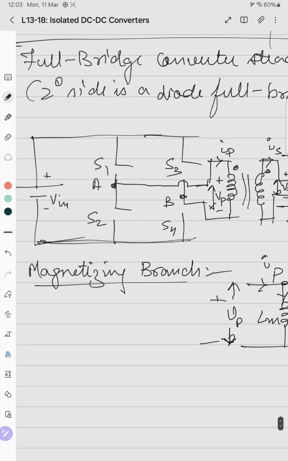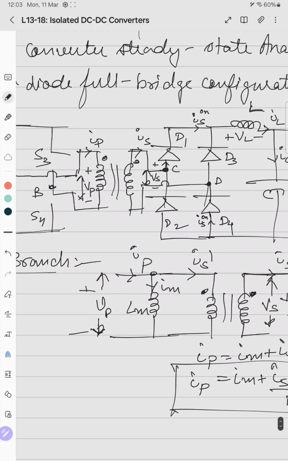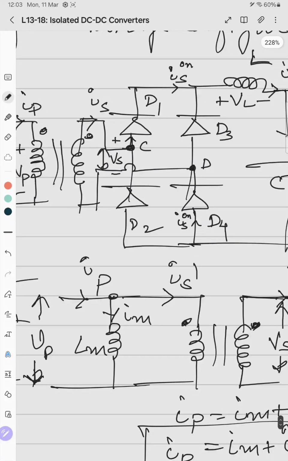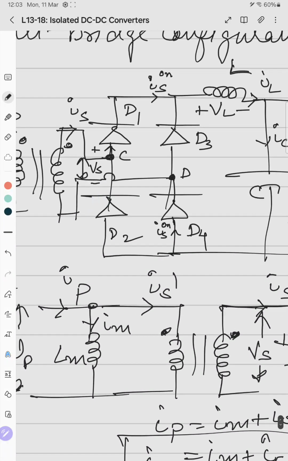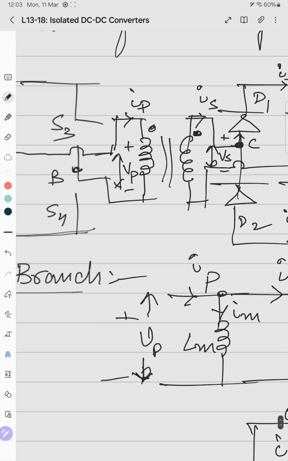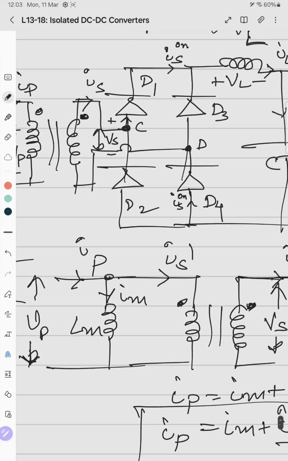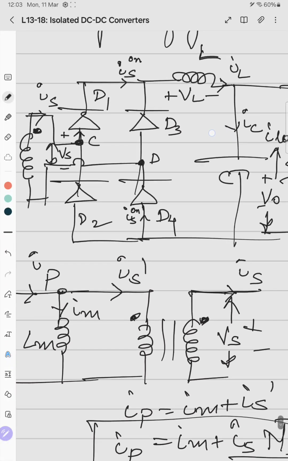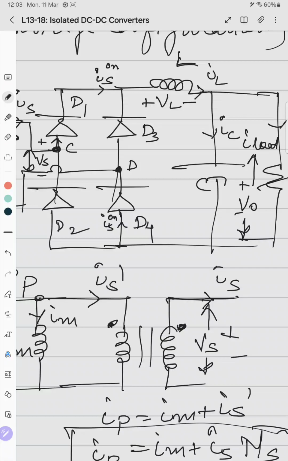Say that when S1 S4 is on, VP becomes plus Vin. So VS becomes plus Vin. So the current IS is positive. So it will go through the point C, go to the diode D1. In that case, the dot is connected here and positive is here. So diode D1 is forward bias and diode D4 is reverse bias. And D3 becomes reverse bias and D2 becomes forward bias due to the voltage induced across the secondary. So there is only one possibility for current to flow. So when the switch S1, S4 is on, the current flows through this thing to diode D1. So IS on equals IL, but flows through D1 and D4.